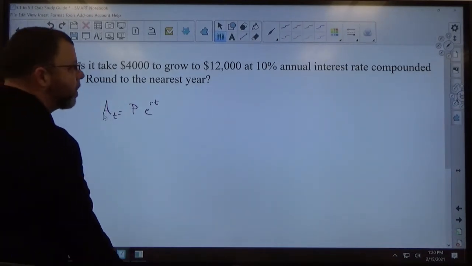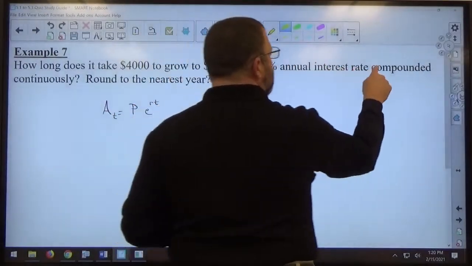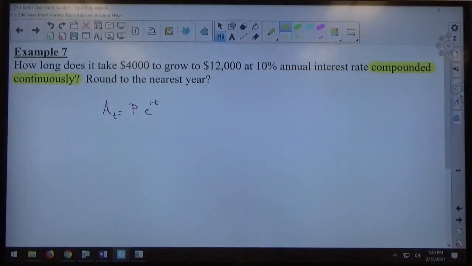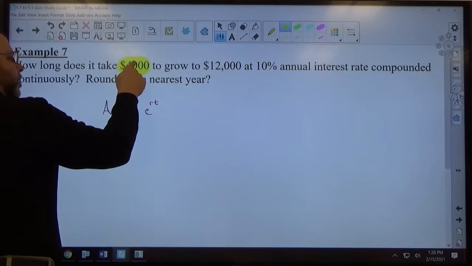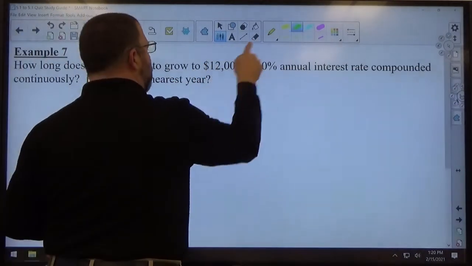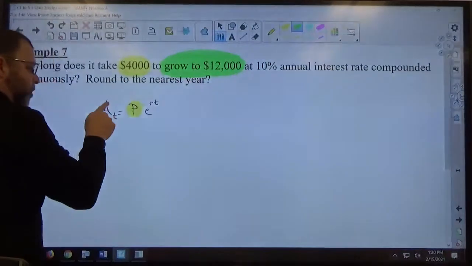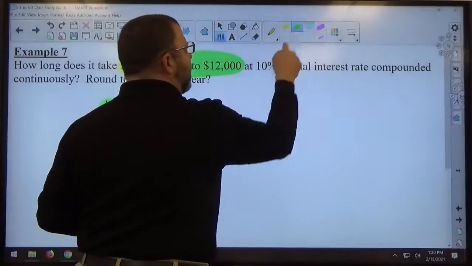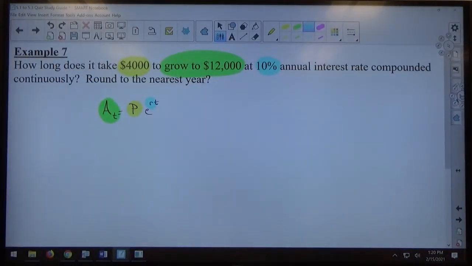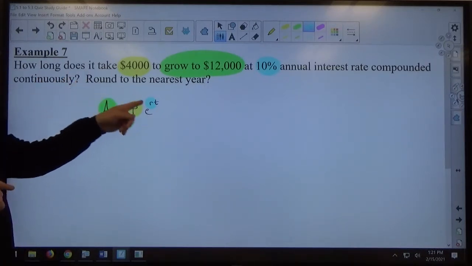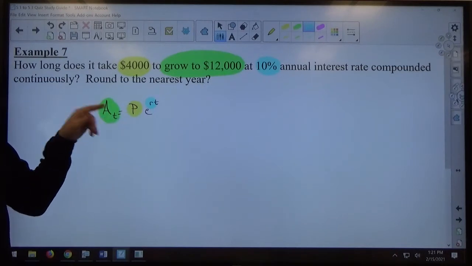Well, this time, the reason I use that formula in particular is because it says compounded continuously, so I'm using the compounded continuously formula. Then I start looking through the problem to see what it is I know. $4,000 is what we're investing. It's growing to $12,000. That's what we're going to end up with. The interest rate is 10%, which is what R comes from. R is not 10, but it's 10%, so you have to change to a decimal. And the question they're asking is, how long will it take? We're looking for time. E is the number e that we've been working with all this time.